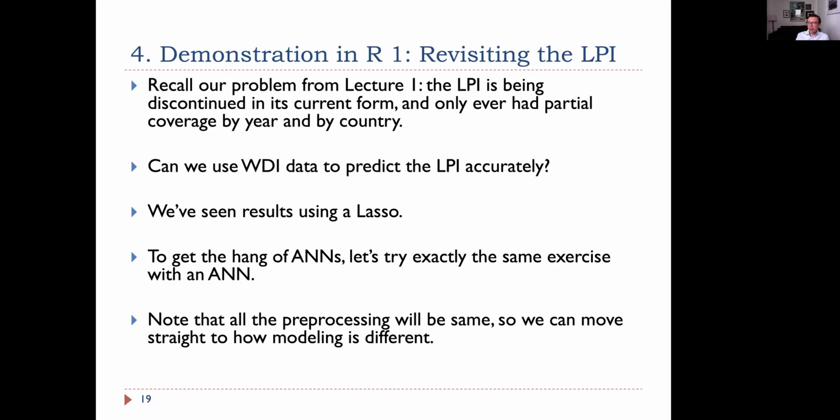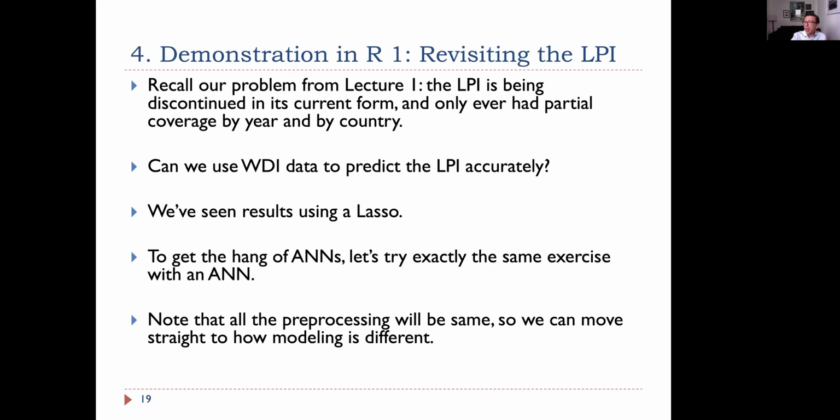So we've seen results using the lasso technique. Now, if memory serves, we had a root mean squared error of about 0.2. When we're doing this sort of problem, we always want to have a benchmark. The lasso is pretty much the simplest model that we could apply, and we get a root mean squared error of 0.2. Now, just because a neural network works well in some settings, it doesn't mean that it will necessarily work well in this one.